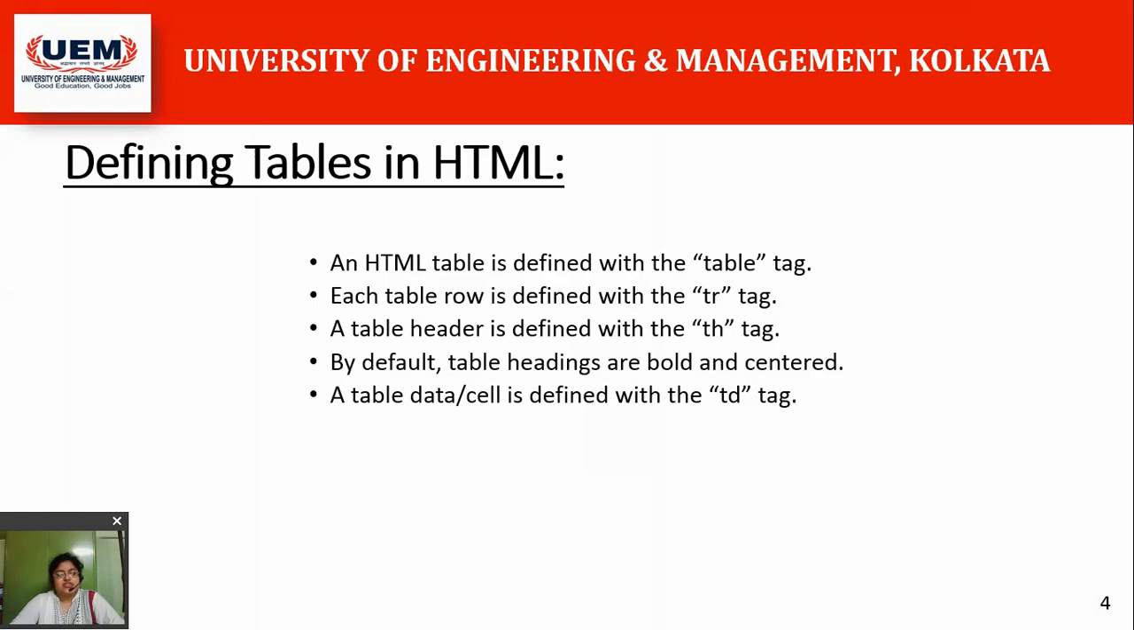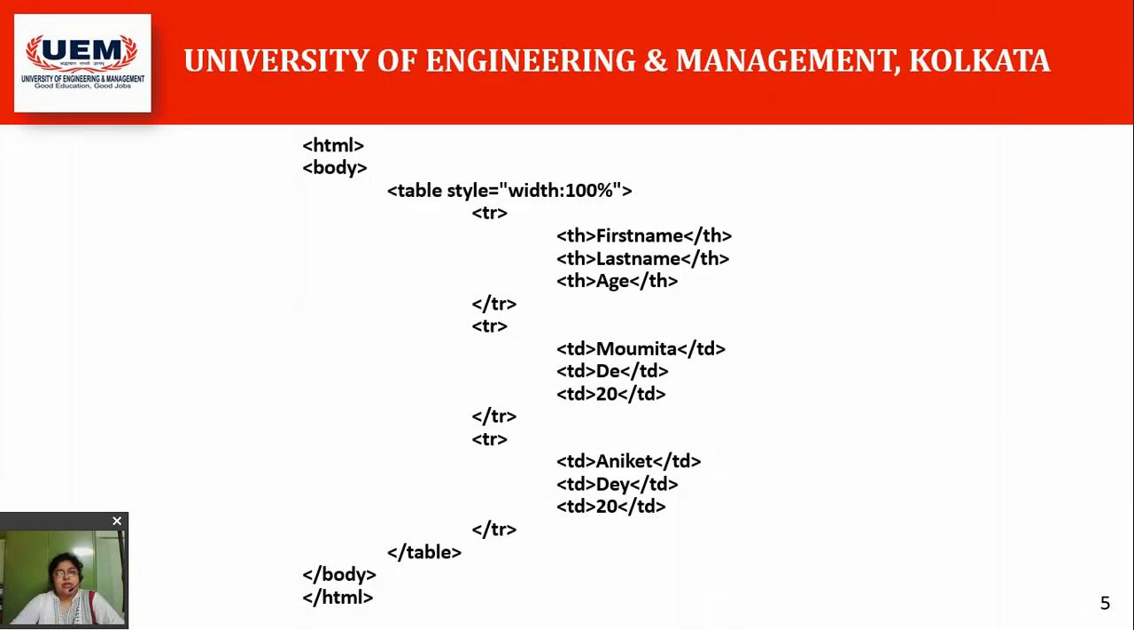Defining tables in HTML. A hypertext markup language HTML table is defined with the table tag. Each table row is defined with the tr tag. A table header is defined with the th tag. By default, table headings are bold and centered. A table data or cell is defined with the td tag. So this is the basic table code for HTML.